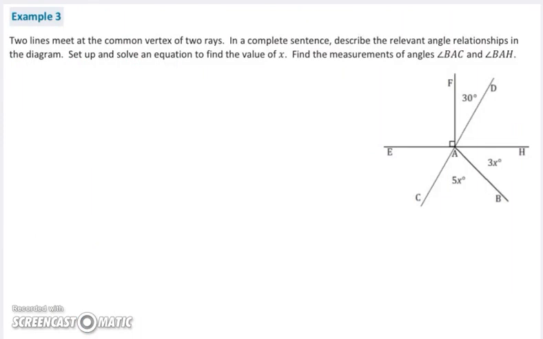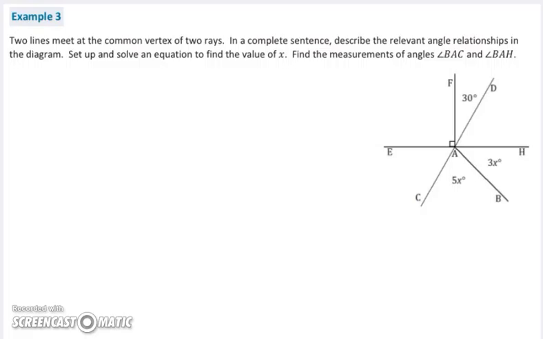Alright, example 3. So we'll continue with our notes. Hopefully you have them in front of you. If not, I guess you're taking notes today. So it says we have to, as always, describe relevant angle relationships. We'll set up and solve equations to find the value of x.